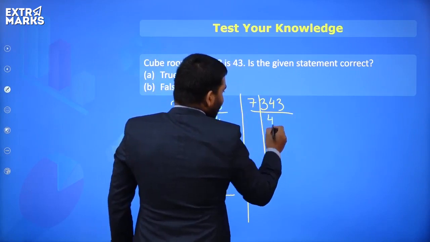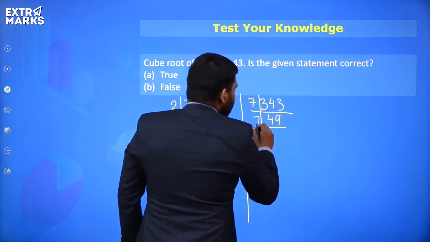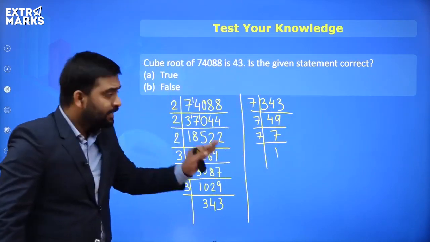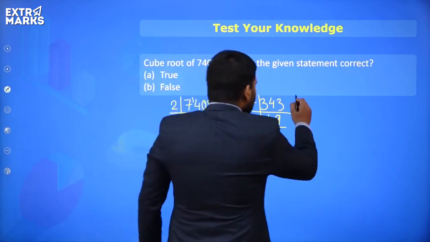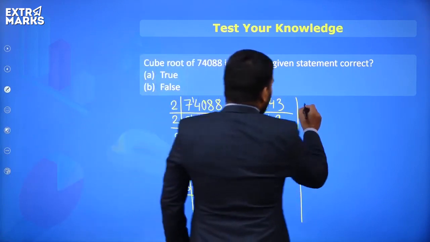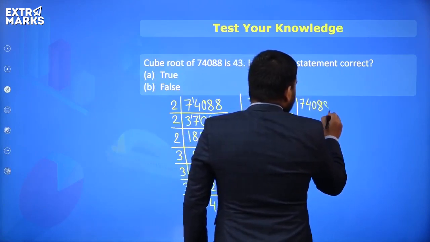7 4s are 28. How much are you left with? 6. 7 9s are. 7 7s are. And 7 1s are. Correct? Right everyone? Now let's see this. Let's have a look. So can we now say that 74,088 is equal to how much?